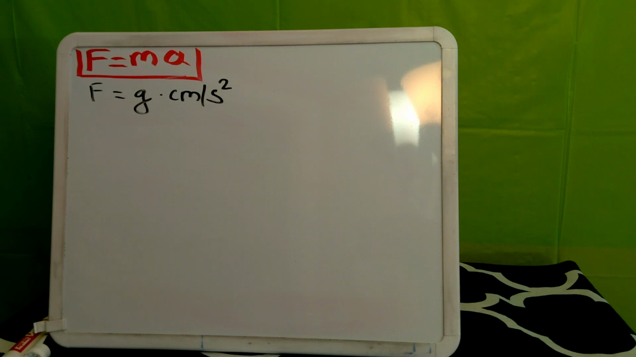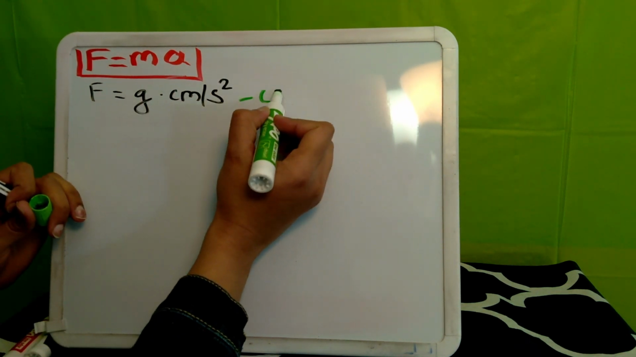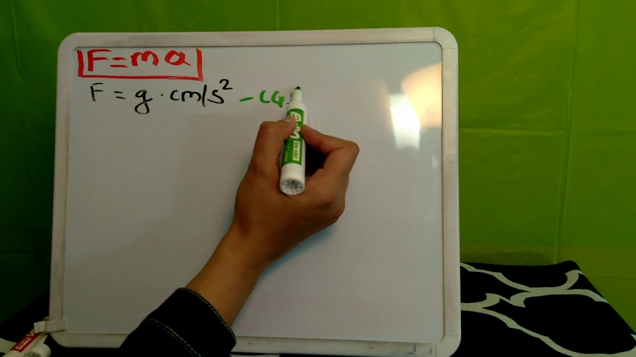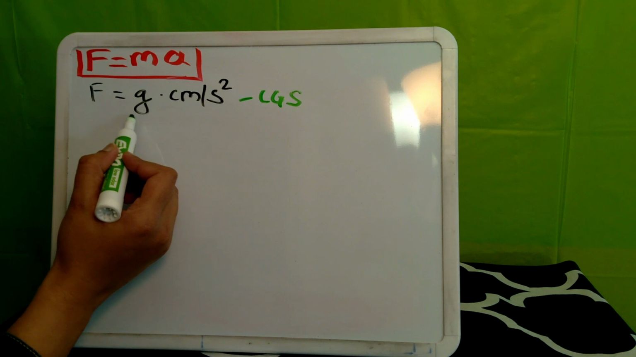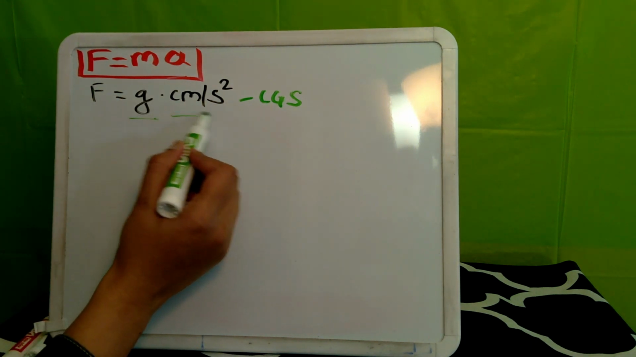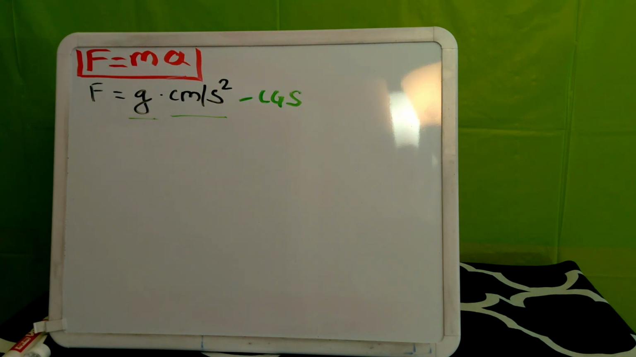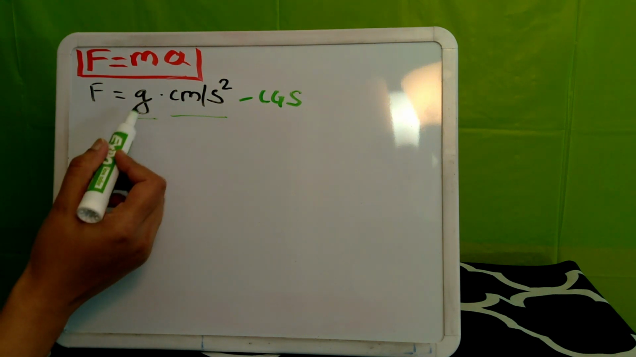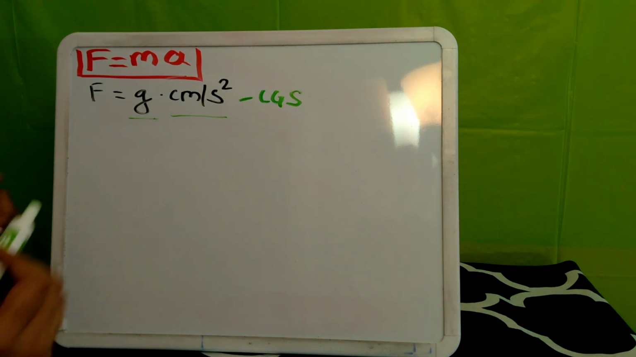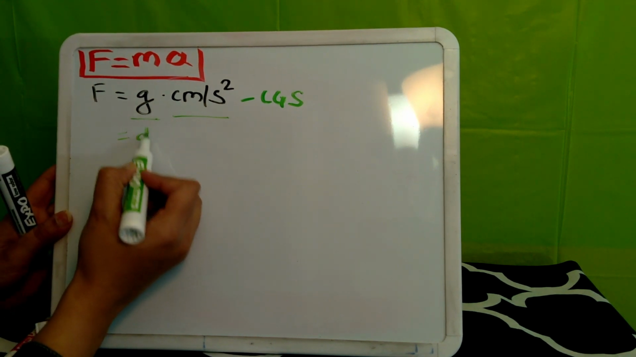In the CGS system, the unit of mass is gram, and the unit of acceleration is centimeter per second square. So it becomes gram centimeter per second square, which is also equal to dyne.